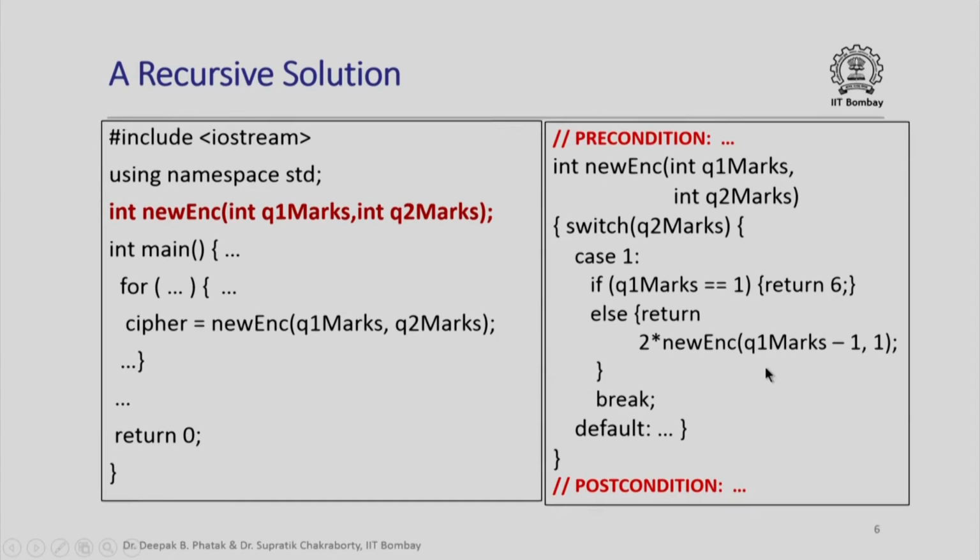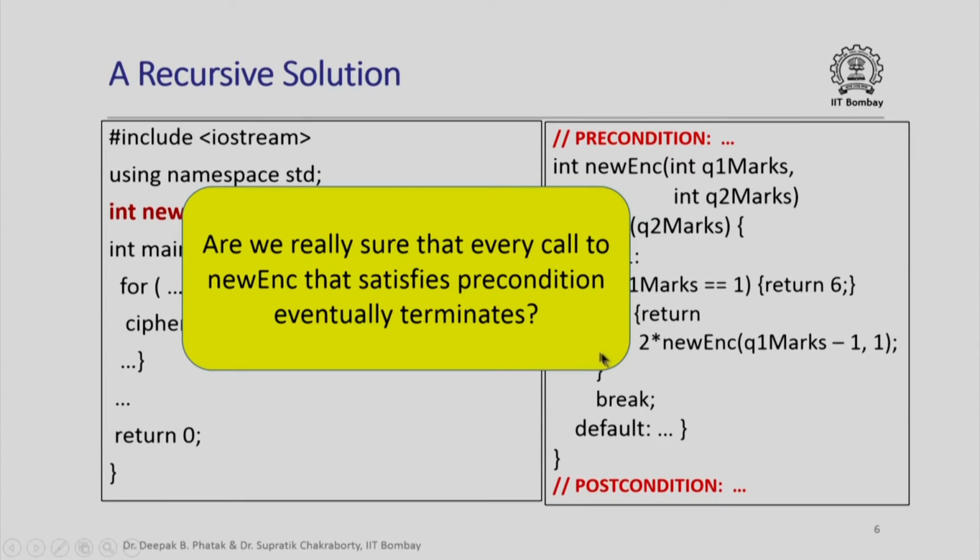Now, given this recursive solution, one might ask: are we really sure that every invocation of new enc that satisfies the precondition, here our precondition is that both q1 marks and q2 marks lie between 1 and 10, is eventually going to terminate? Since new enc is calling itself from within it, could it be the case that one invocation of new enc calls another invocation of new enc, which in turn calls another invocation of new enc, and this process continues forever without the program ever terminating?